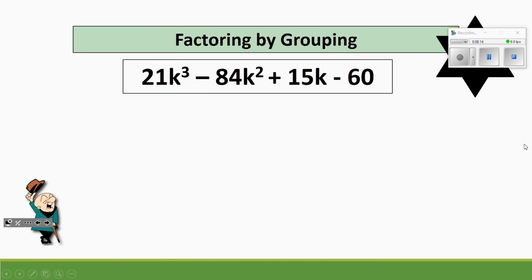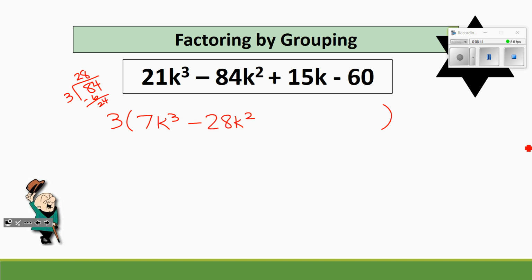Okay, another example. Again, we look for the greatest common factor for all 4 terms, and I think I can pull out a 3. If I divide all 4 terms by 3, that would leave me with a 7k cubed and 84 divided by 3. For some reason, my mental ability today is a little slow. So it's 28, 28k squared plus 5k minus 20.